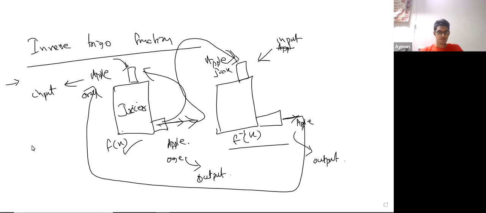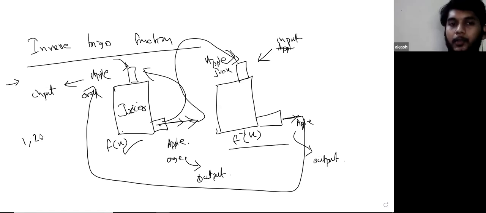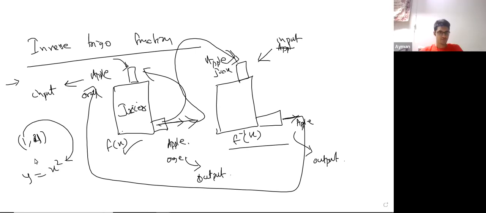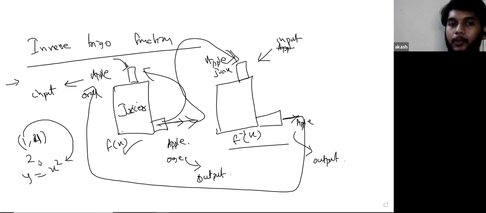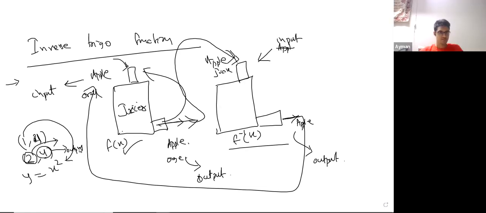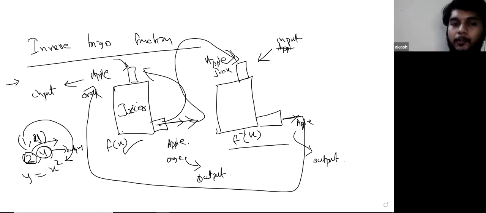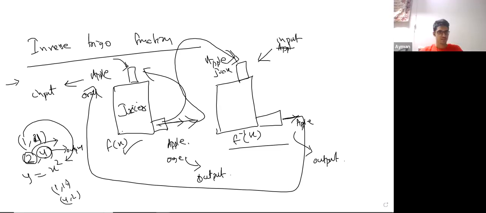So if ordered pairs, what is an ordered pair? If I write (1, 1), (2, 4) and I give a function y = x², what this means is, if you put 1 here, then you will get 1 squared, which is 1. If you put 2, then you will get 4. This value represents the input, this value represents the output. So in inverse function, what will happen? This ordered pair will get reversed: (1, 1) and (4, 2). Right? This is very clear?